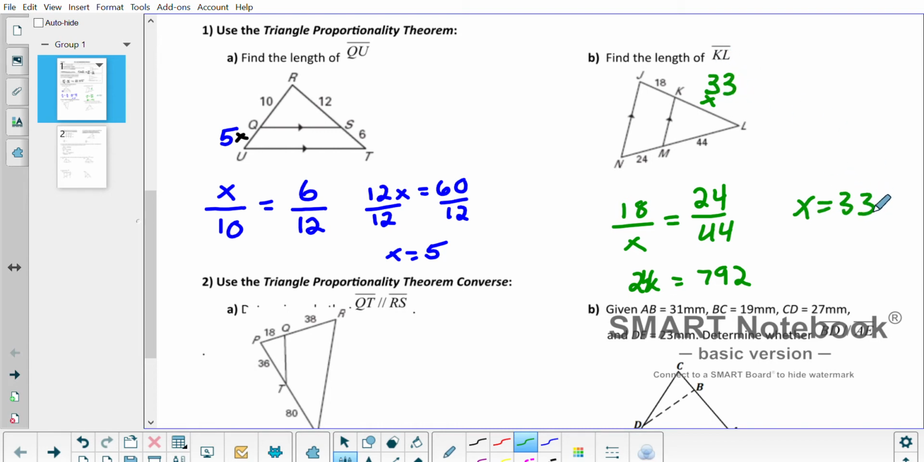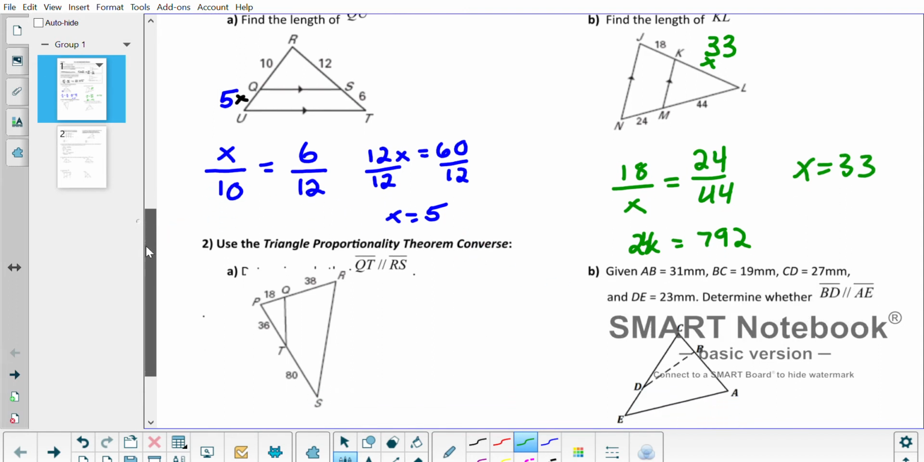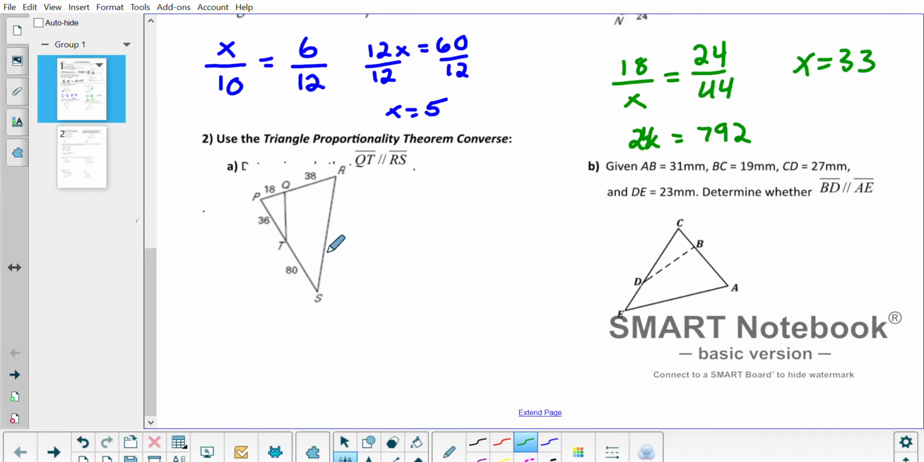So the value of x here is going to be 33, which would make sense. It's going to be a little bit smaller than 44 because 18 is a little bit smaller than 24. All right, and number 2 here.